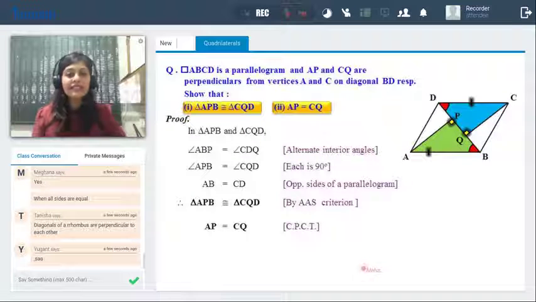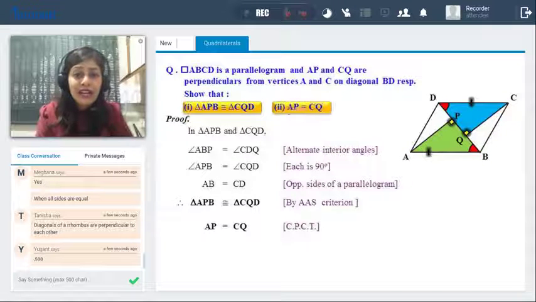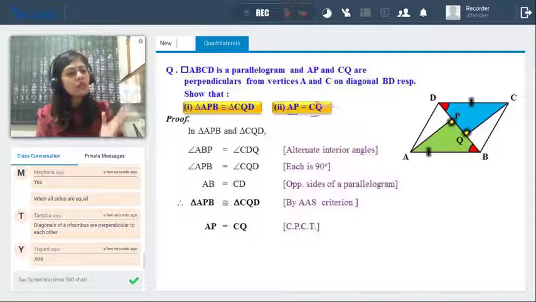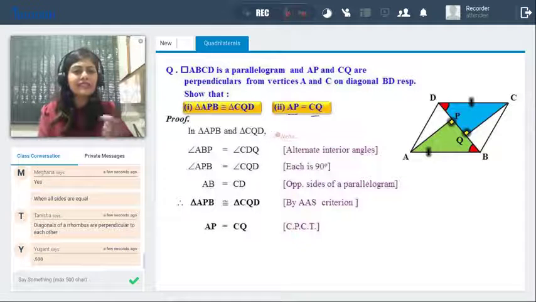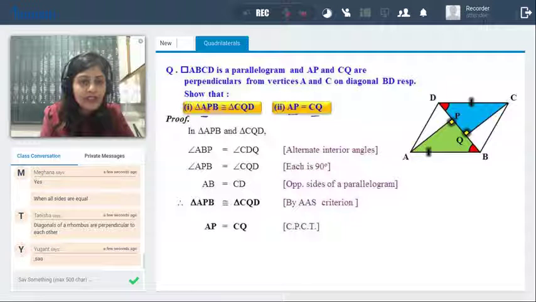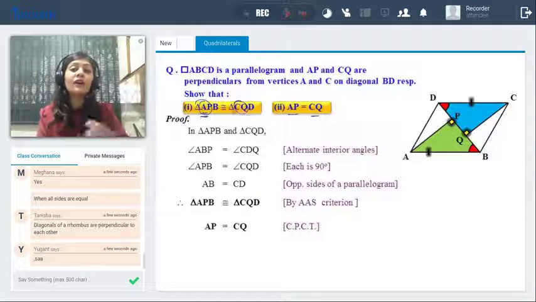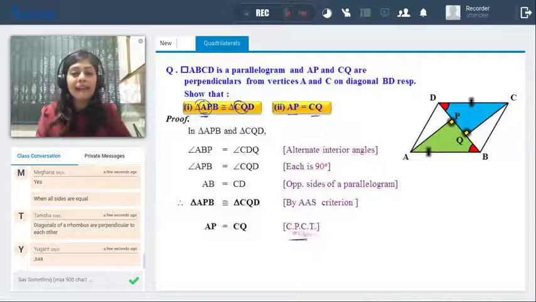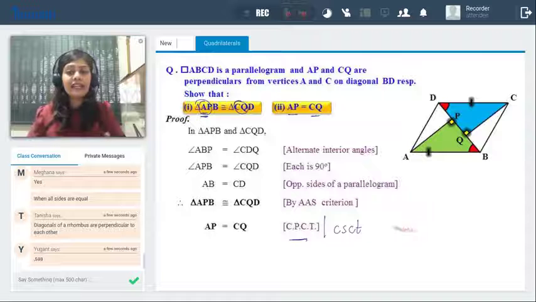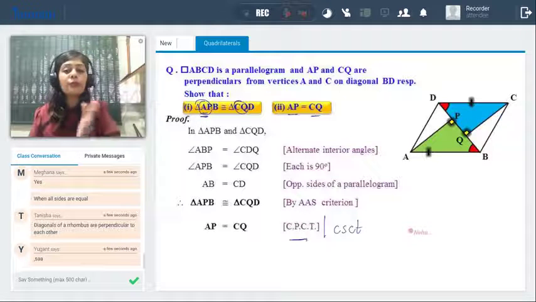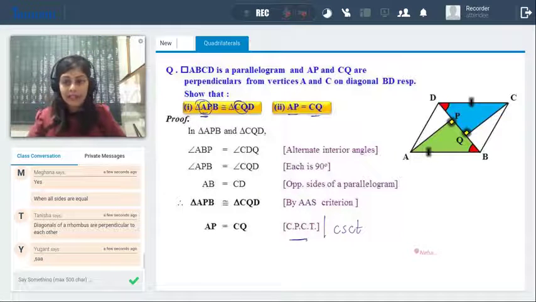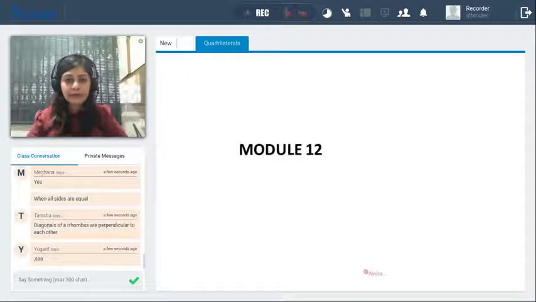So let's quickly see. Since the triangles are congruent to each other, students, look at AP and CQ. Do AP and CQ belong to these triangles? AP belongs to the first triangle and AP corresponds to CQ. So AP and CQ are definitely equal to each other by CPCT, because they are corresponding parts of congruent triangles. Yes, students? All right, let's quickly move to the next sum since this was an extremely easy one.